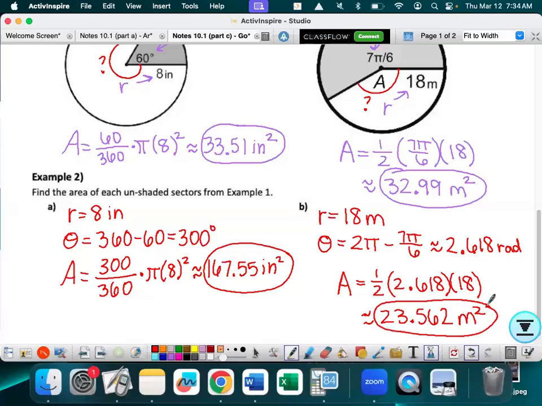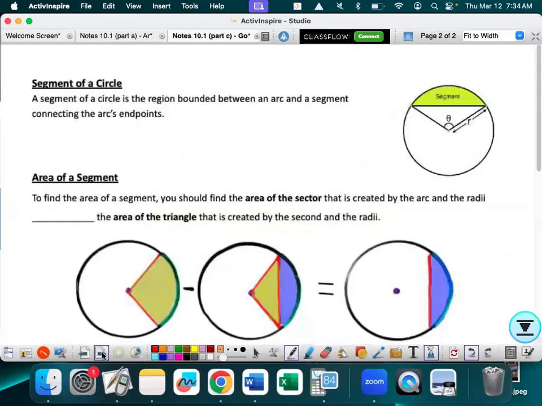Let's go ahead to talking about a segment of a circle now. A segment of a circle is the region bounded between an arc and a line segment that connects the arc's endpoints. So if I were to draw this fresh, I am just going to shade over an arc that is on the edge of the circle. There we go. And then I'm going to draw a line segment that would connect this endpoint of the arc with this endpoint of the arc. The segment is all of that in between the arc and that line segment.